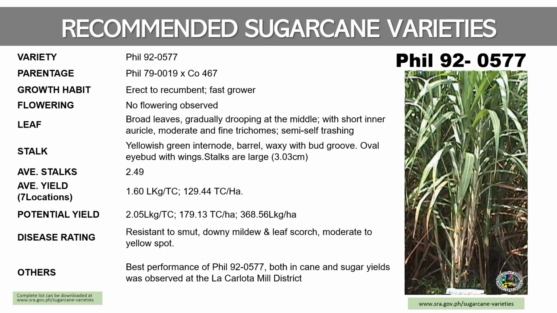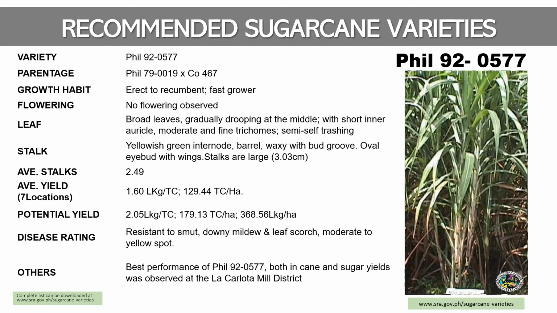For the next variety, we have Phil 92-0577. Again, it has an erect to recumbent growth habit and is a fast grower. No flowering was observed. Broad leaves. Then it's semi-self-trashing. Yellowish ang stalk with large diameter. It could reach 3.03 centimeters. Number of stalks is 2.49.